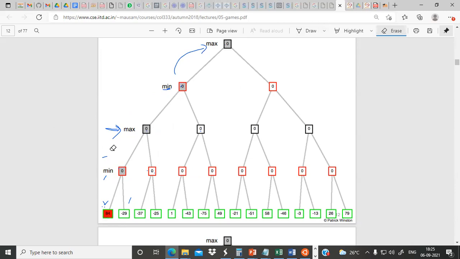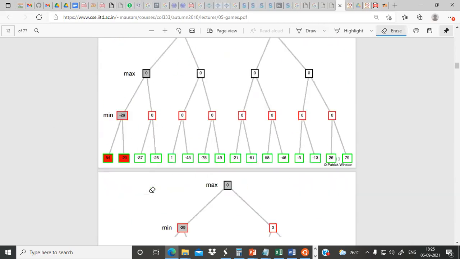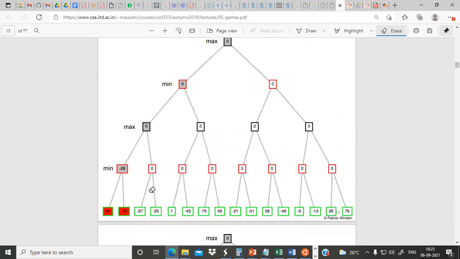So similarly, the algorithm continues. So you can see here, when you finish exploring these two nodes, this point is minus 29. And here it is still 0 because this is a max node. When you compare, 0 is the maximum. So now this is explored. Next the algorithm will go on. All these are explored, so it will come to this path.